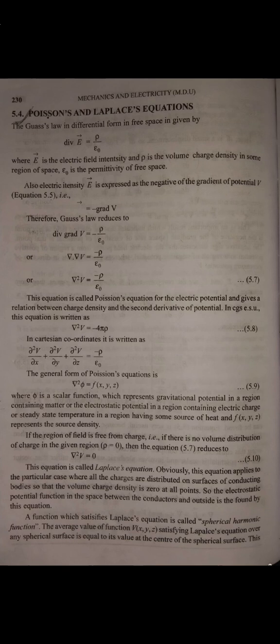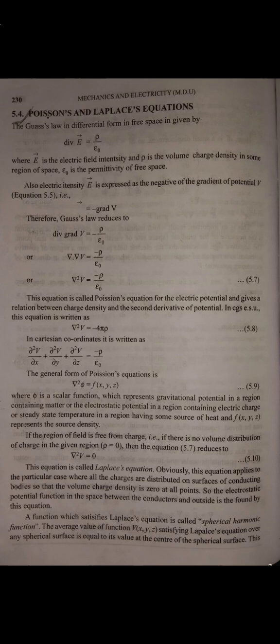This equation is called Laplace's equation. Obviously, this equation applies to the particular case where all the charges are distributed on surfaces of conducting bodies so that the volume charge density is 0 at all points. So, the electrostatic potential function in the space between the conductors and outside is defined by this equation.